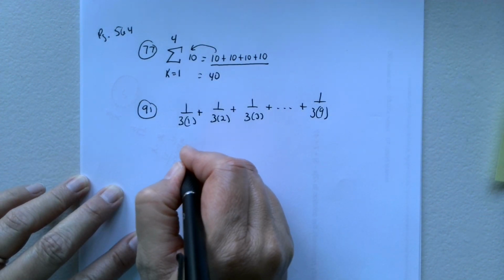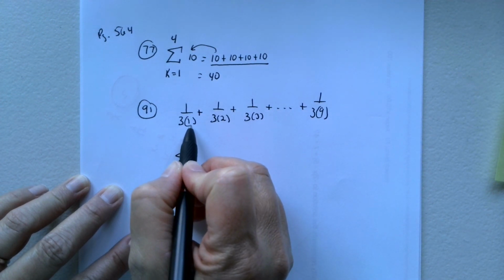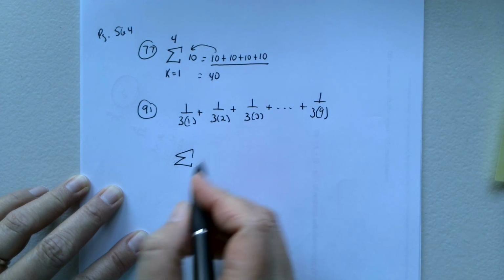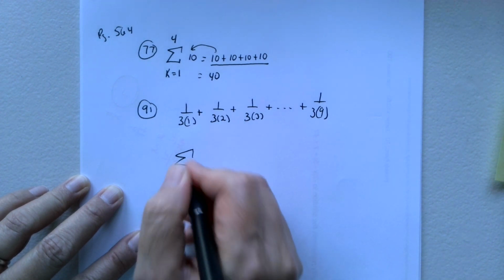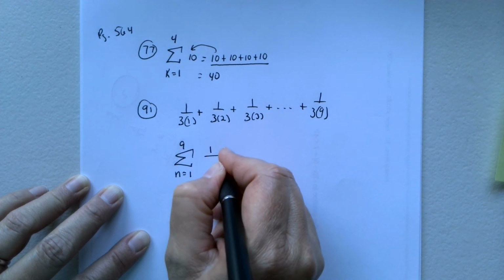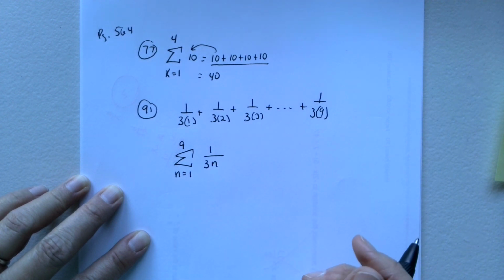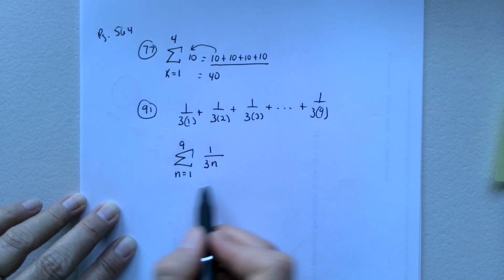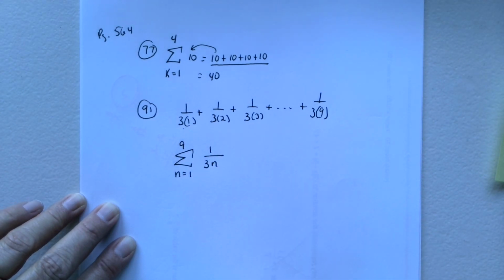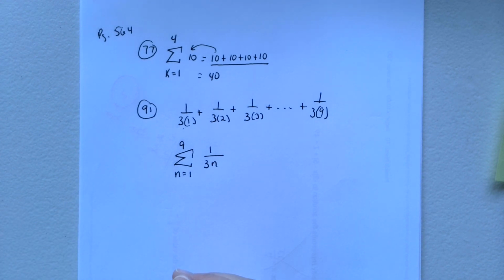So I'm just going to go ahead and put my notation here. And it looks like we got 1, 2, 3 to 9. I'm going to use n. So they started with 1 and went to 9. And all of the numerators are 1. And then it looks like they just multiplied 3 by the term number. And so this sigma notation should result in this summation. And so I'm going to give you a few of those for you to work today.